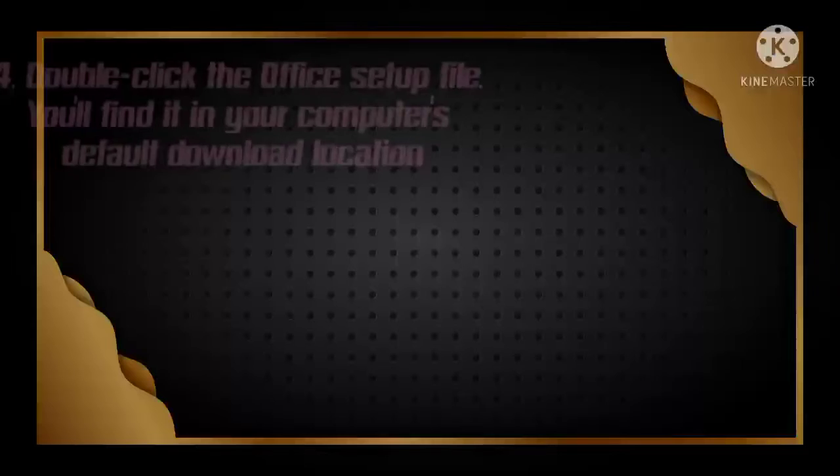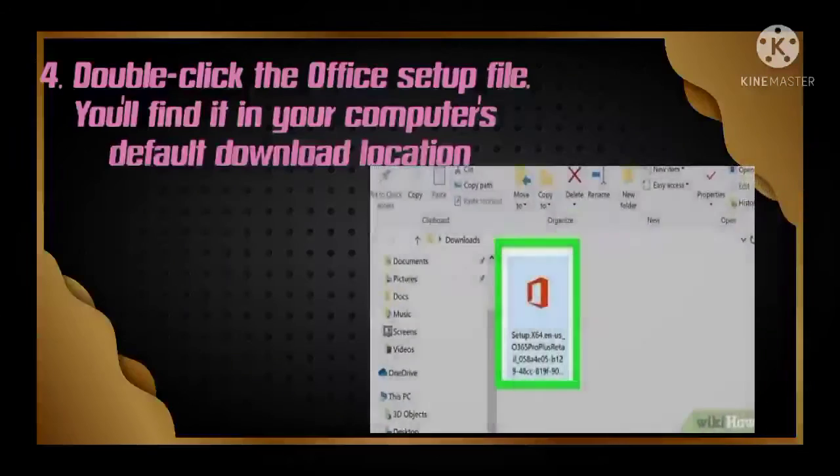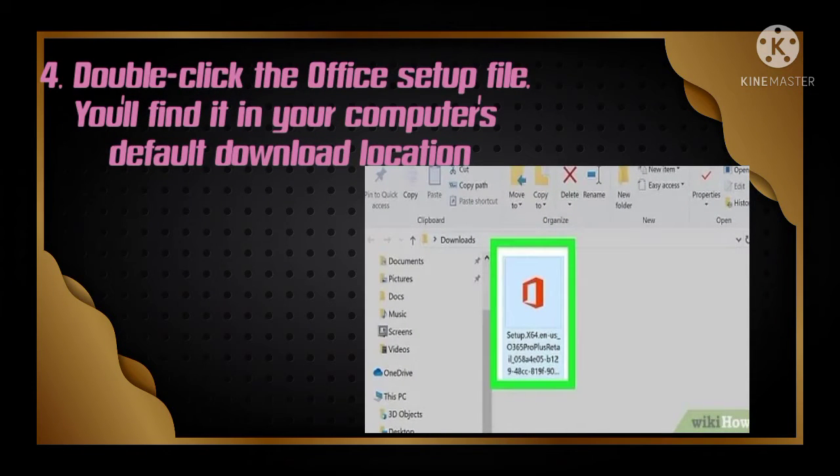Another step, you can double click the Office setup file. You will find it in your computer's default download location. So it looks like this in the picture.